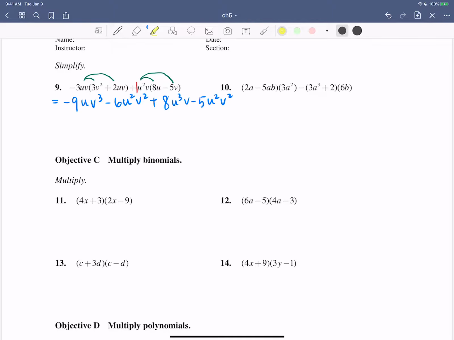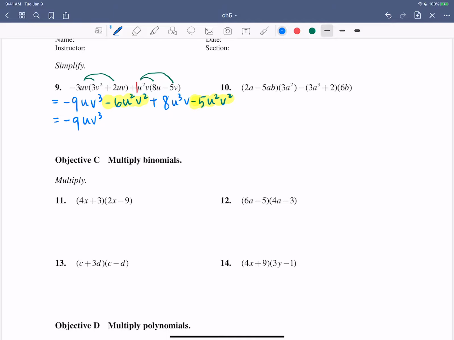Well, we do, right? We have u squared v squared. So the second term and the last term, they are like terms. We can combine them. What about the other 2 terms? They look very similar, but they don't look exactly the same in terms of the variable part. So they are not like terms. We cannot combine them. Let's copy the first term, negative uv cubed, with a coefficient of 9, negative 9.